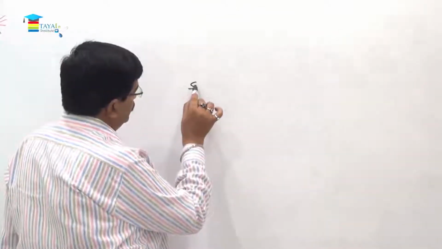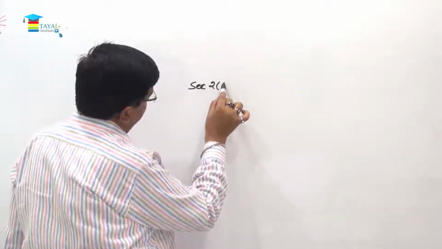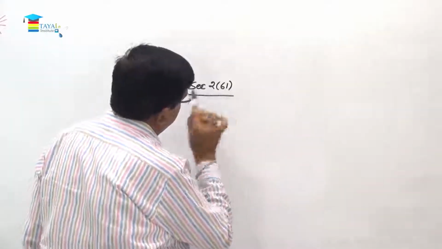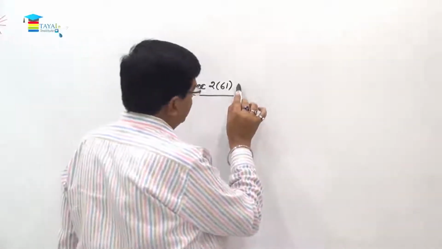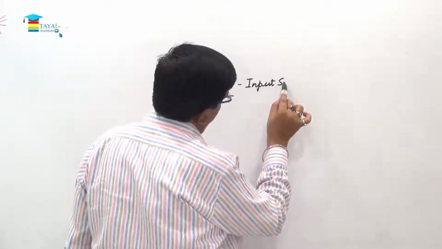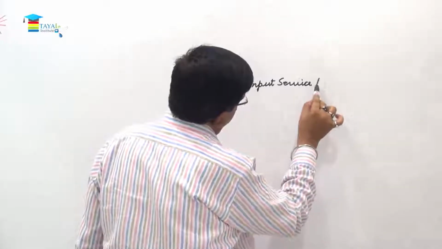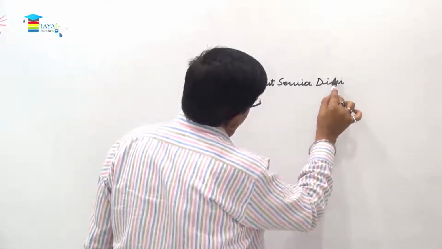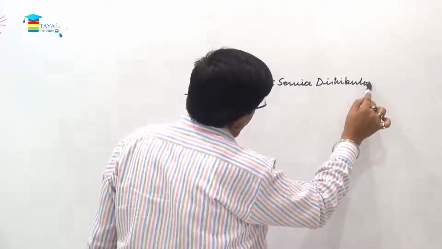Friends, in this video we are going to talk about input service distributor and distribution of credit by him. So the concept of input service distributor I explained you in the beginning of the topic. But once again, under section 2 subsection 61, who is called input service distributor? Input service distributor.